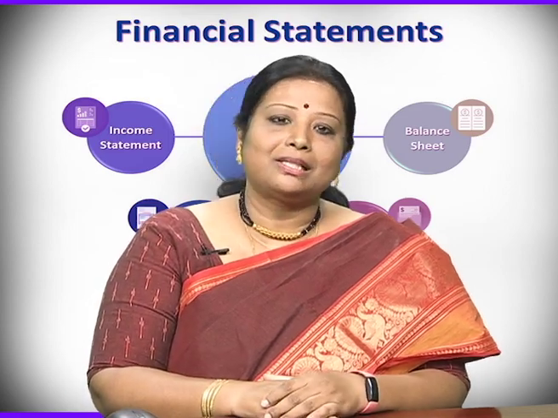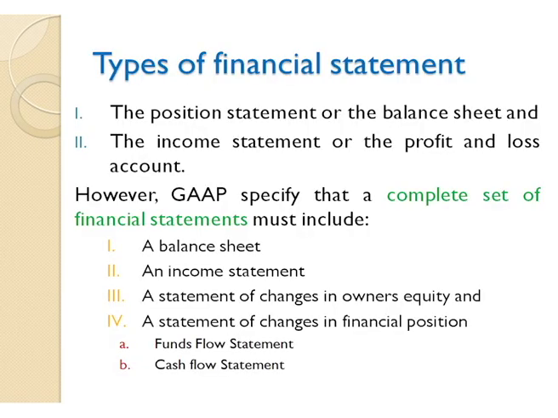Dear students, now let us discuss the different types of financial statement. One, as I have been telling you, there are only two main types of financial statement. One, the position statement or the balance sheet. Two, the income statement or the profit and loss account. However, my dear students, as per generally accepted accounting principle, and also the Indian Accounting Standard 1 specifies that a complete set of financial statements must include 1. A balance sheet, 2. An income statement, 3.